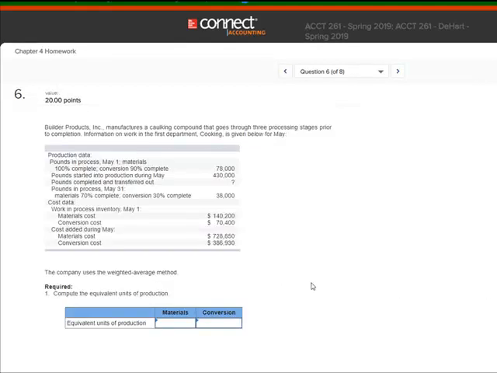You'll have to use that formula again in question 6 because, again, you're not told the number of units completed and transferred out. And in this problem, the unit of measurement is pounds, but you'll still use the beginning plus new minus ending equals units completed and transferred out.